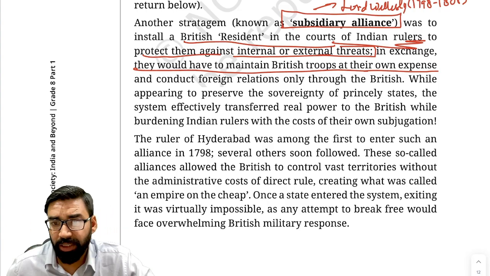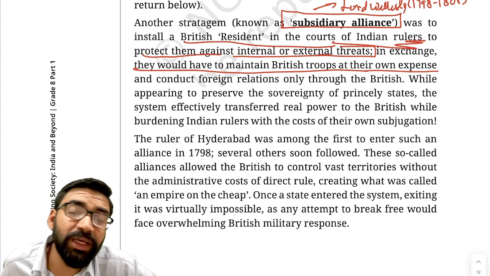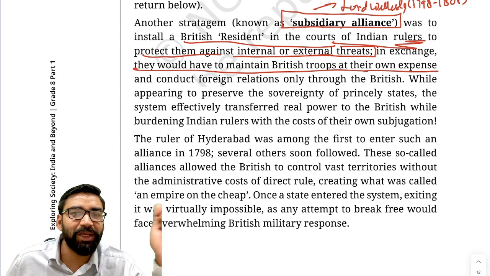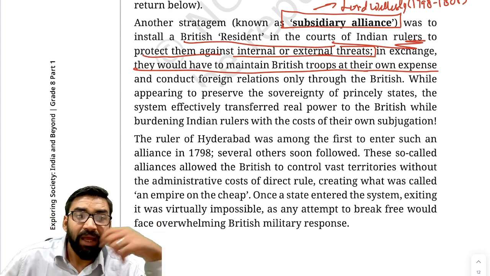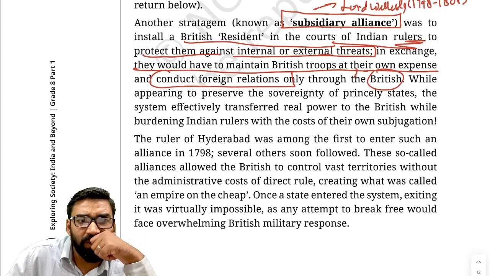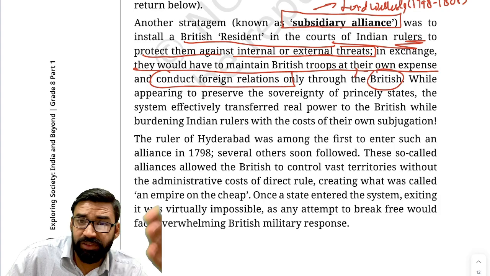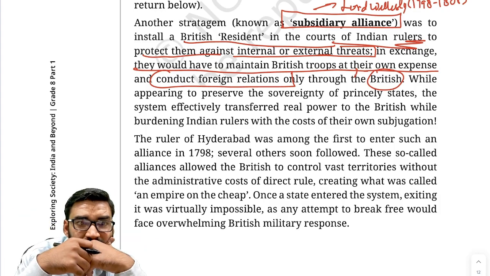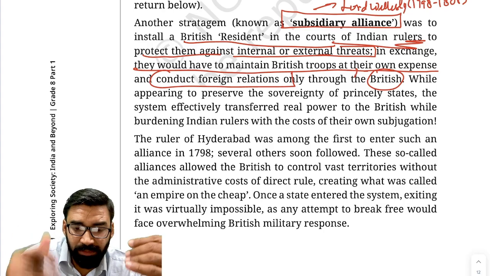कि हम आपको protect करेंगे, but you need to maintain the British troops and you have to pay the maintenance. Indian rulers have to pay the maintenance. Indian rulers can conduct foreign relations, but only through the British. In this way, Indian rulers were losing autonomy. This is very important.